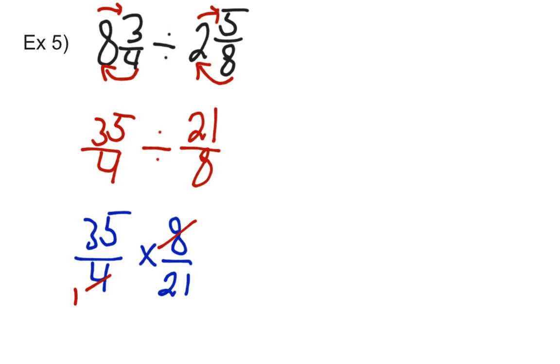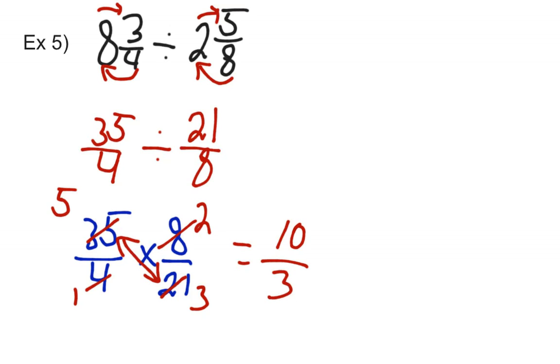4 and 8 can become 1 and 2. 35 and 21 here can both be divided by 7. So 21 divided by 7 is 3. 35 divided by 7 is 5. And now I can multiply on top. 5 times 2 is 10. 1 times 3 is 3.